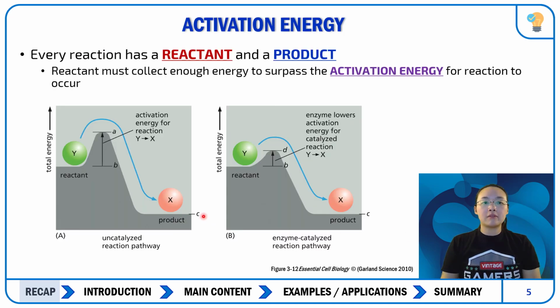So over here we have two diagrams where this is originally an uncatalyzed reaction pathway where there is a required activation energy in order for the reaction to proceed. By adding an enzyme to the whole process, it allows this activation energy to be reduced, and therefore making it easier for the reactant to go through with the reaction to create the product.